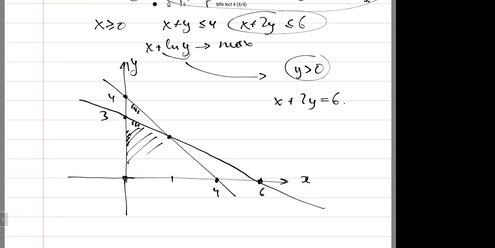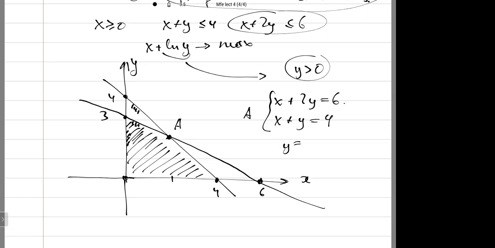And finally, I have this figure with 4 sides. Yeah, I have 4 sides. I have an intersection at point A. Point A is a solution of this system, and I see that y is 2, x is 2. So that is my constraint set, where I'm searching the best point.